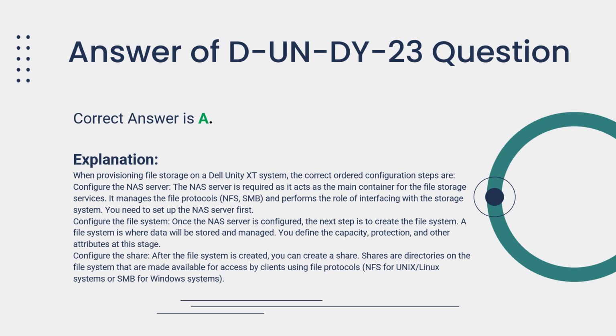Explanation. When provisioning file storage on a Dell Unity XT system, the correct ordered configuration steps are: configure the NAS server. The NAS server is required as it acts as the main container for the file storage services. It manages the file protocols, NFS, SMB, and performs the role of interfacing with the storage system. You need to set up the NAS server first.